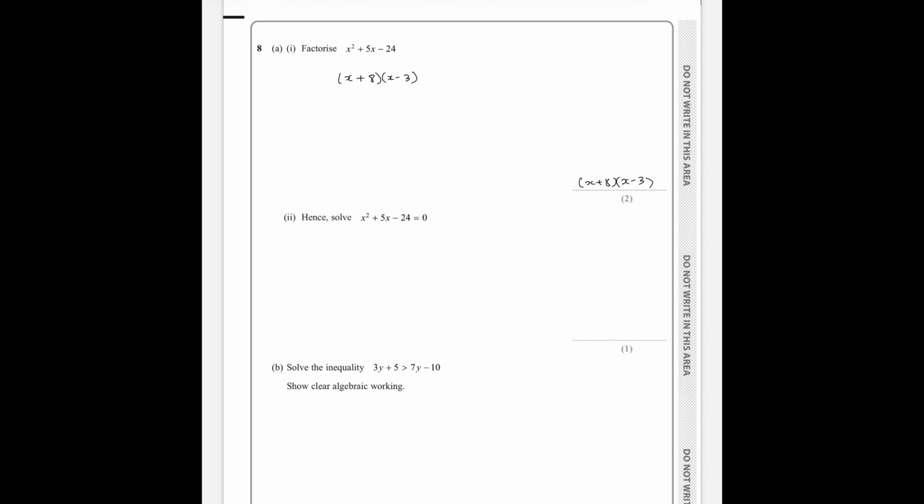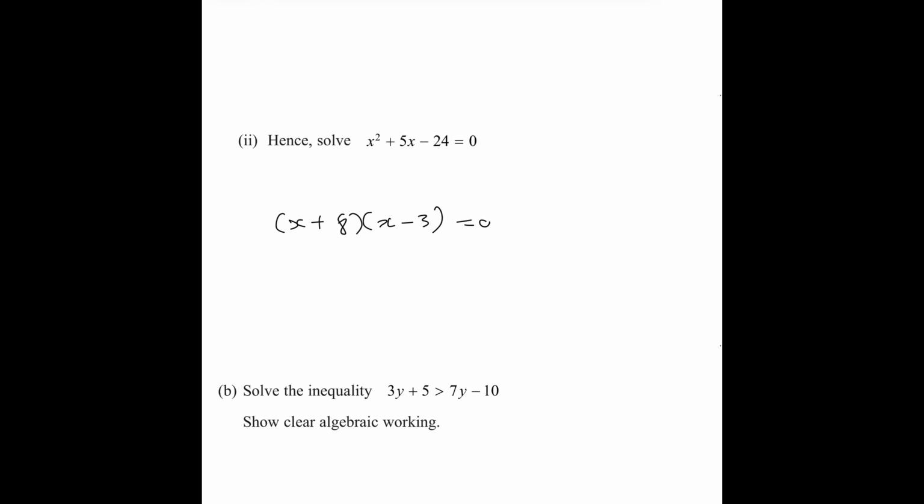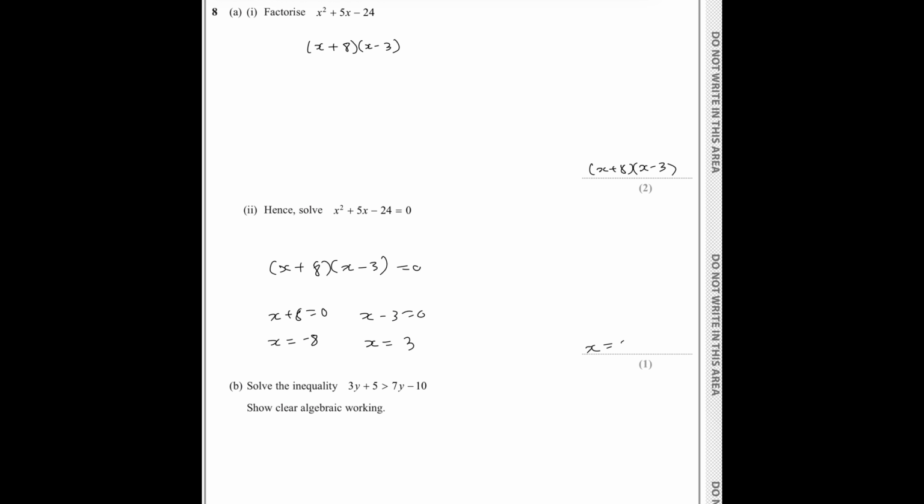All right, next one. Solve the same quadratic we just factorized. So to solve it, we've already written it in the factorized form, so we're just going to use that here. And because there's 2 numbers multiplying to give 0, one of these has to be 0. So if x plus 8 equals 0, then x equals negative 8. Or if x minus 3 equals 0, x equals 3. And those are your 2 answers: x equals 3, x equals minus 8.